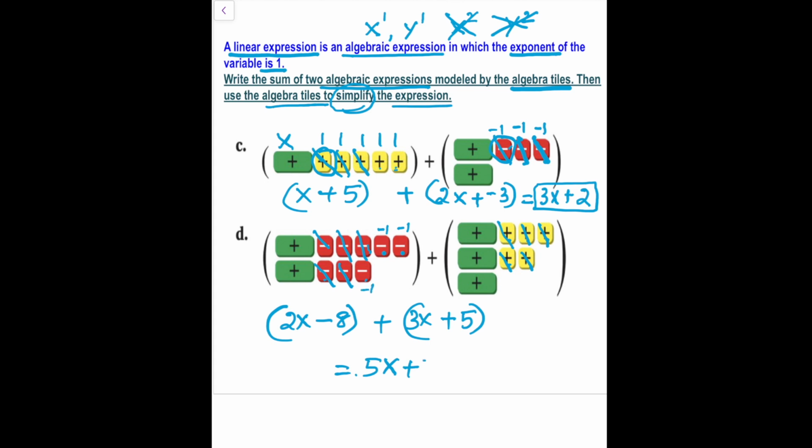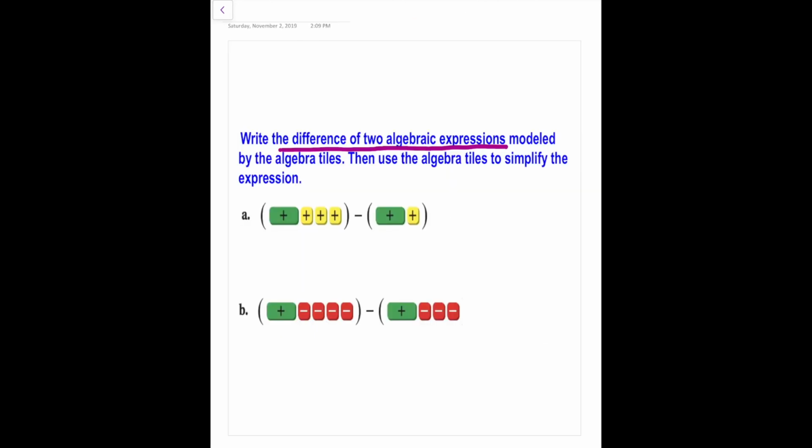3 negative 1, negative 1 and negative 1. So we have 3 negatives. So the answer is 5x plus negative 3, or you can write that as 5x minus 3. Now let's find the difference of two algebraic expressions modeled by the algebra tiles. Then use the algebra tiles to simplify the expression.